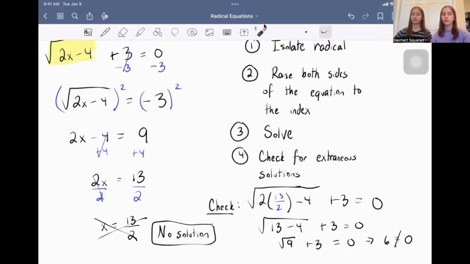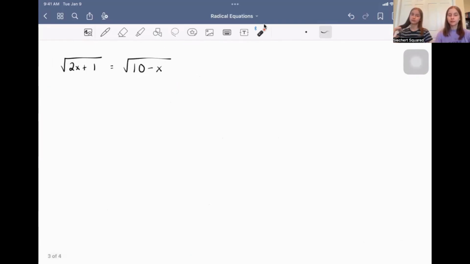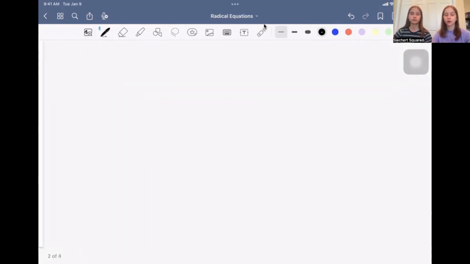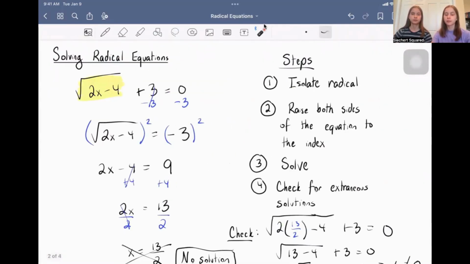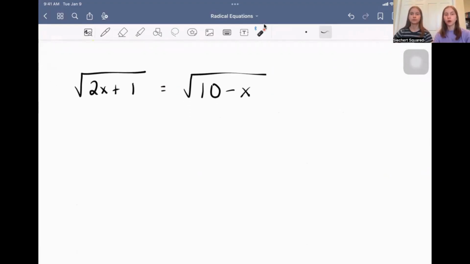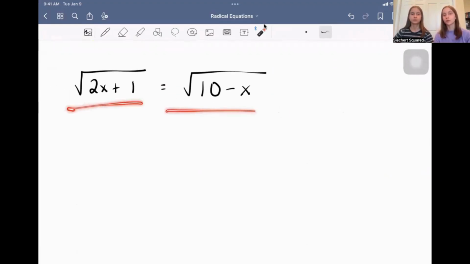Okay, then for our next problem, same type of idea where we have square roots. It just looks a little bit different because we now have 2 square roots instead of just 1. Our first step is still going to stay the same, which was to isolate the radical. If you have 2 radicals, though, they're already isolated. Each radical gets its own side. So now we'll jump to the next step, where you're going to use the index. In this case, there's that invisible 2 as the index, and you're going to make that the power for both sides.